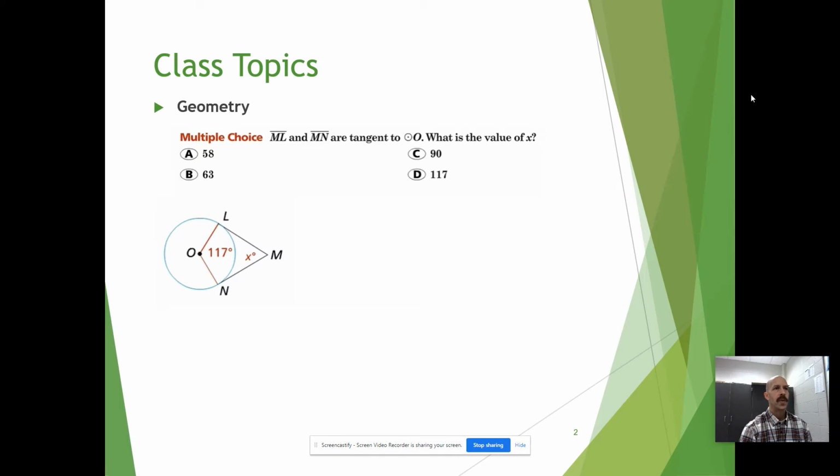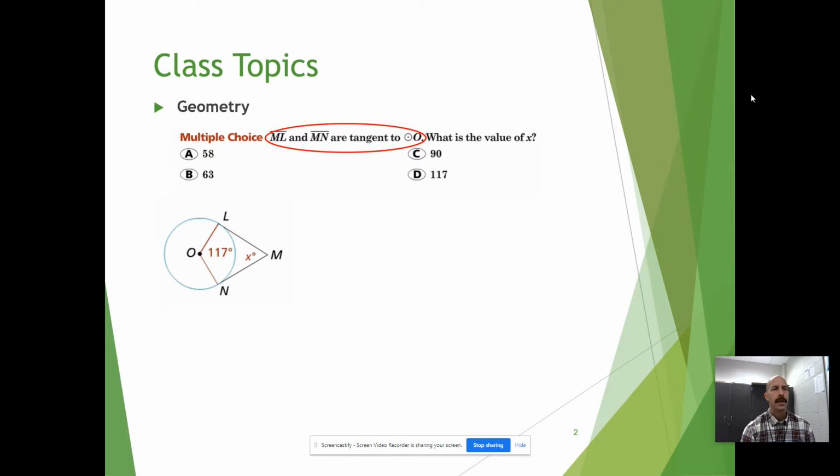In geometry this week, we are looking at tangent lines to circles. And so here's a multiple choice question. We're told that the segments ML and MN are tangents to the circle O, and we want to find the measure value of X.